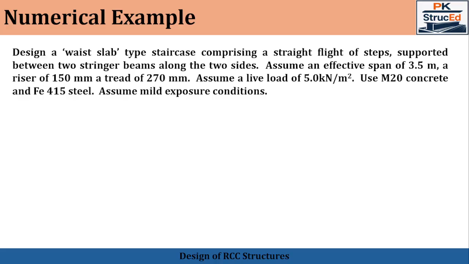Let us now move to a numerical example. We are required to design a waist slab type staircase which consists of a straight flight of steps supported between 2 stringer beams on either side. The given data are: effective span is 3.5 meter, riser 150 mm, tread 270 mm, and it is to carry a live load of 5 kN per meter square.